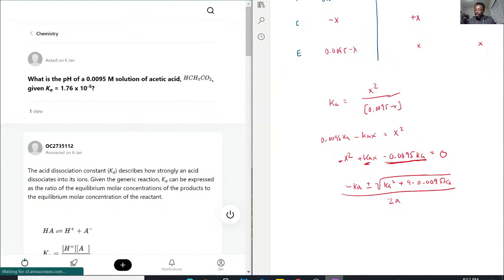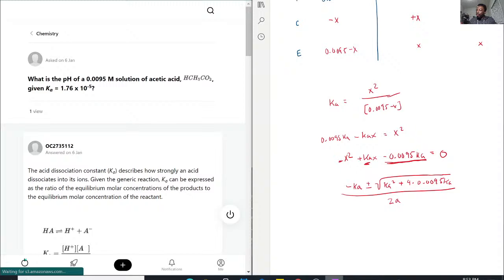But let's solve first what's under the square root. We have 1.76 times 10 to the negative 5. We're going to square that. And then we're going to do plus 4 times 0.0095 times the Ka value, which is 1.76 times 10 to the negative 5. We get a very small number. Nonetheless, we have to do the square root of it. Okay, still a small number. Not much we can do with it just yet. And then we have negative Ka plus or minus this value.